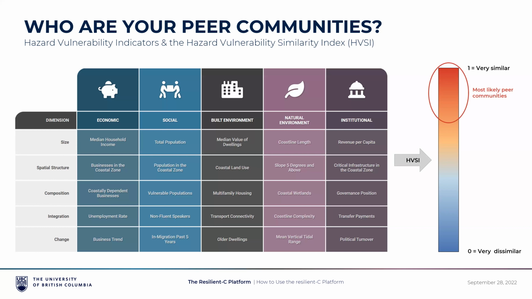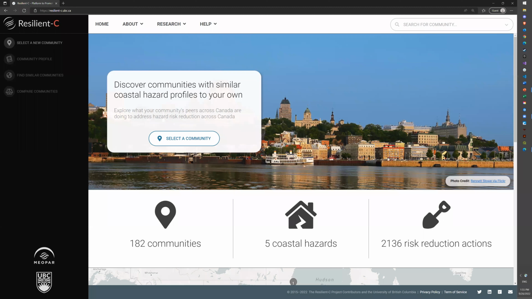Once you've identified potential peer communities, Resiliency can help you to explore each peer in more detail and even identify who might be your best contact in each of those communities to learn more. I'm going to continue on with a short demonstration directly from the website.